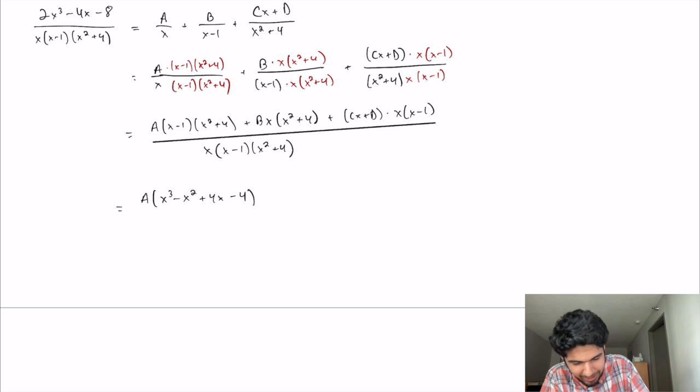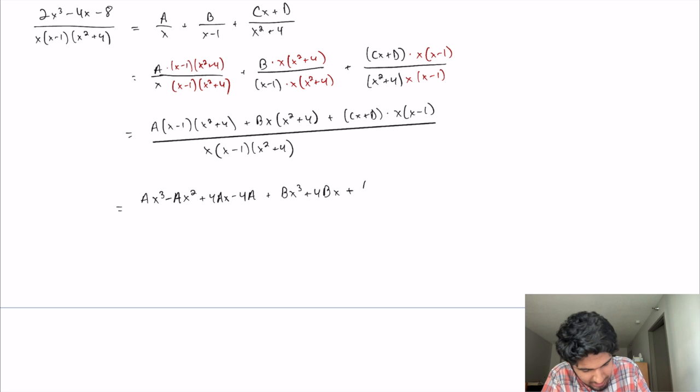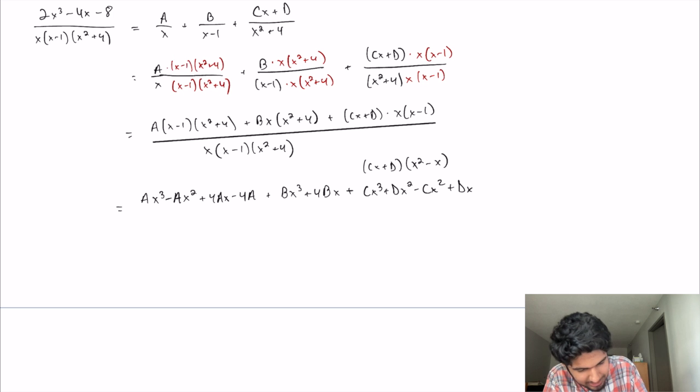And then we can distribute the a in all together. So this will become ax cubed minus ax squared plus 4ax minus 4a. Then we have bx times x squared plus 4, which is bx cubed plus 4bx. Then we have cx plus d times x plus 1, which would be multiplied by x squared minus x. And then we can distribute that in, so I'm just going to shift this upwards to reference. But this would be plus cx cubed plus dx squared minus cx squared plus dx.